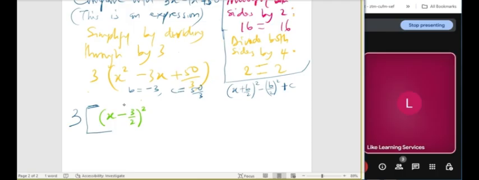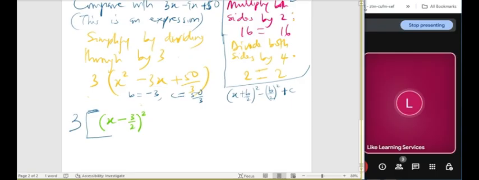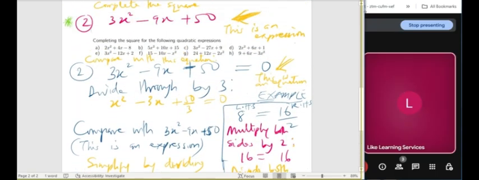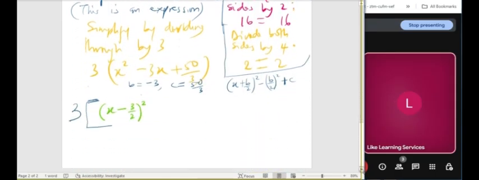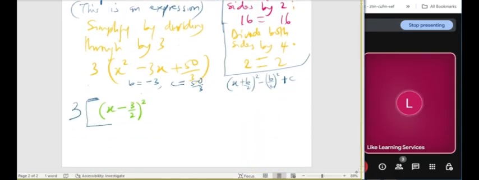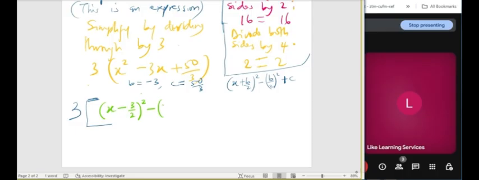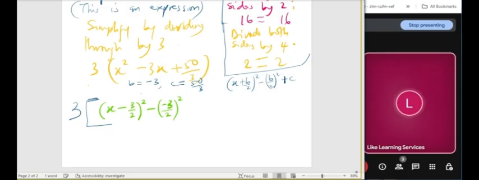Hold on. Sorry, let me be sure I copy the correct thing. Oh yes, I divided 2 by 3. This 9x is 3. Okay, that's correct. I copied the right thing. x minus 3 over 2 squared. Go ahead. Minus, open a bracket, minus 3 over 2 squared. It won't matter, because once you square it, it doesn't matter whether it was minus or plus. Then plus 50 over 3.